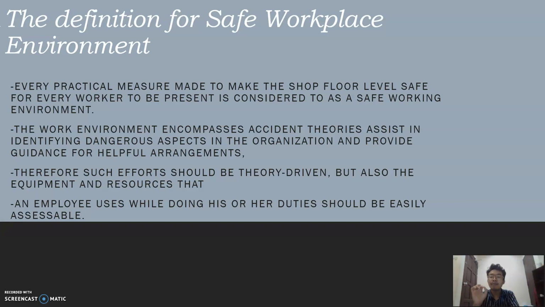So why is this important? The work environment should always encompass accident theories, assist in identifying dangerous aspects in the organization, and provide guidance for helpful arrangements. Such effort should be theory-driven, but also the equipment and resources that employees use while doing their jobs should be easily accessible. To make a long story short, a safe work environment is basically a safe workplace so that employees can do their job easily without knowing they are in harm.